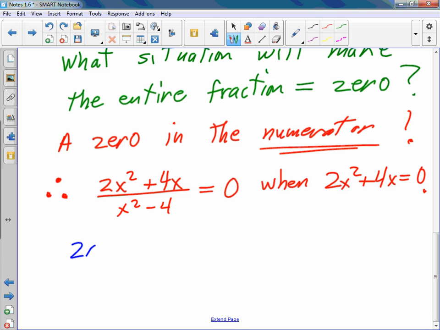So now we have 2x squared plus 4x equals 0. And then what? What can we do? You could complete the square, you could do the quadratic formula, but you don't have to work that hard. That's like using a 12 gauge to kill a mosquito. Not necessary. Ty, how can we solve this for x?